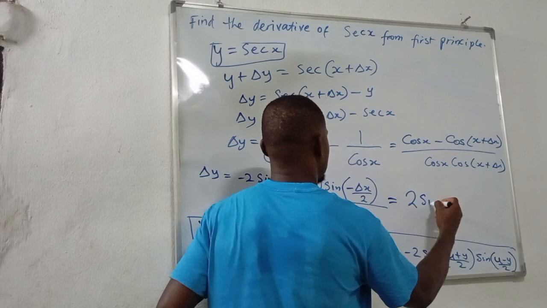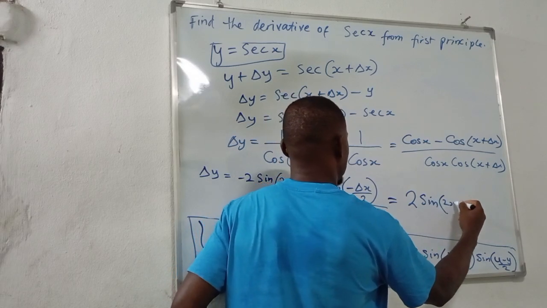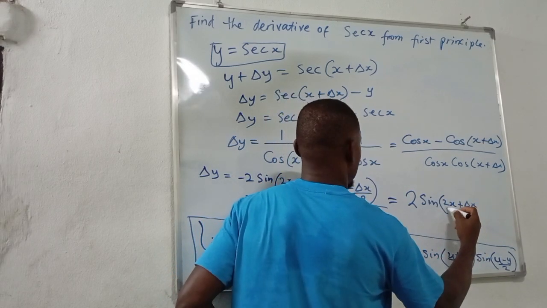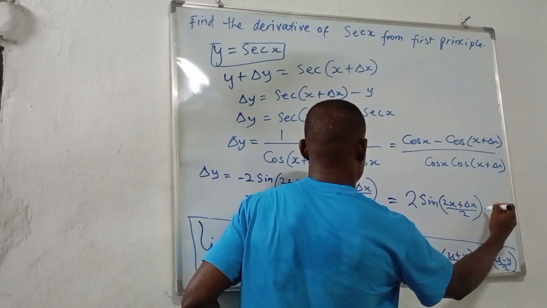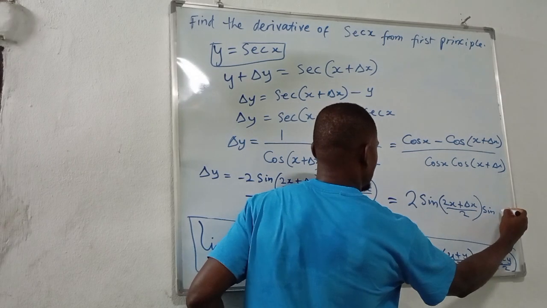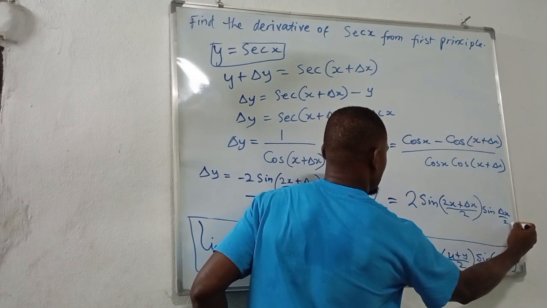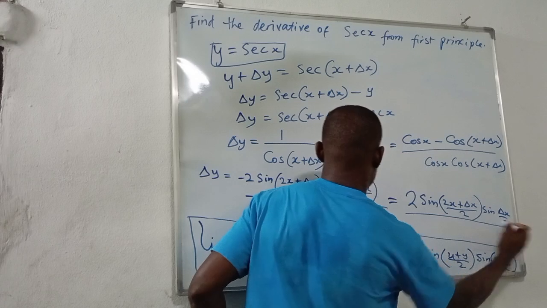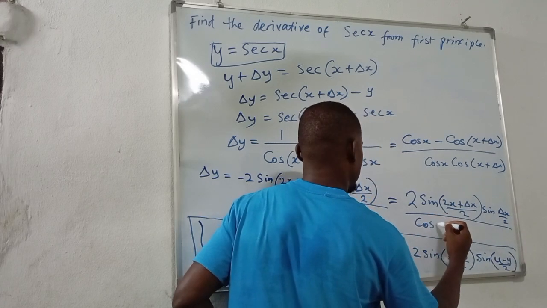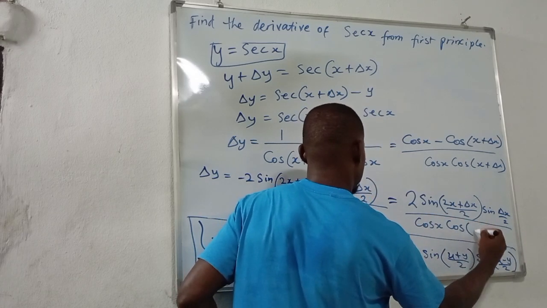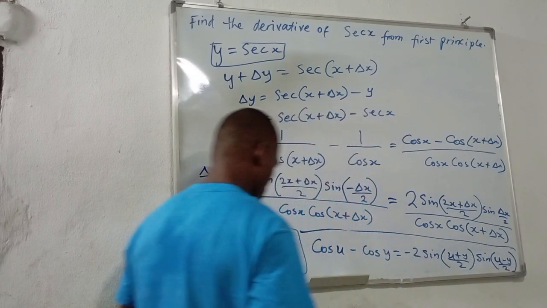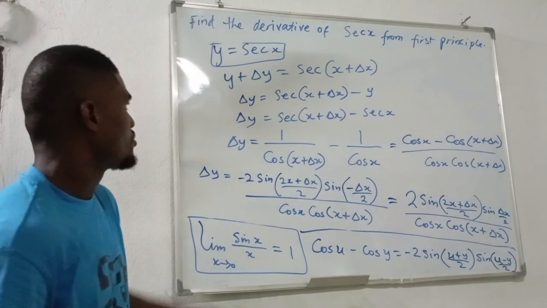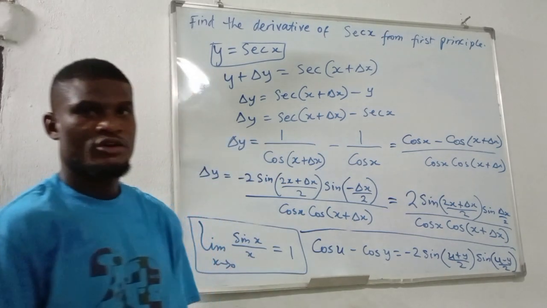So we will just have 2 sine 2x plus dx all over 2. Then we have sine dx over 2 all over cos x cos into bracket x plus dx. Alright, so that's what we have. Now permit me to clean this off so we can continue. Alright, so we're going to continue from here.